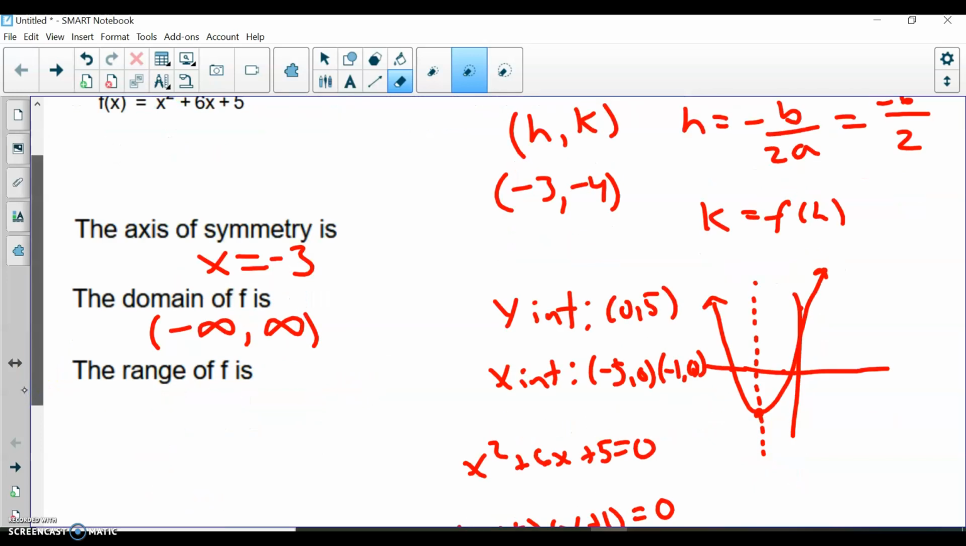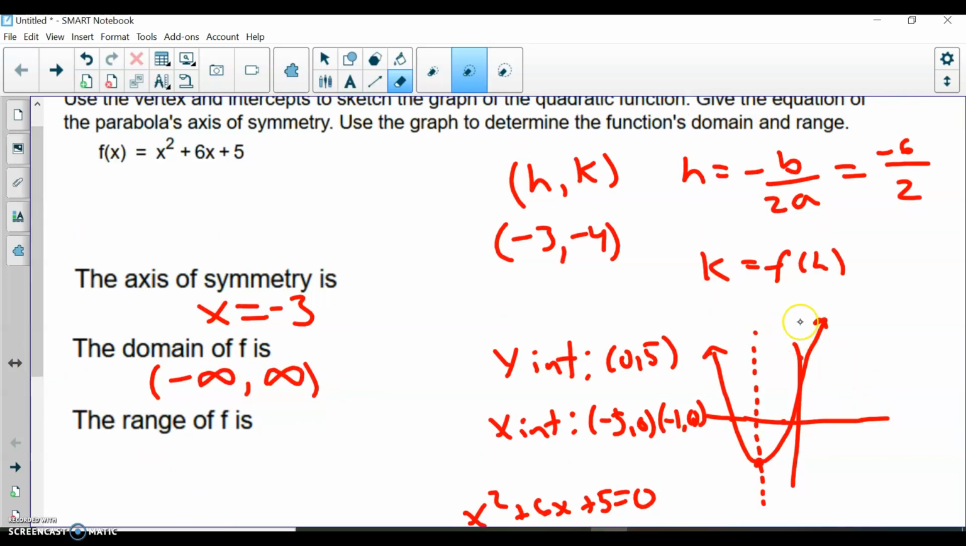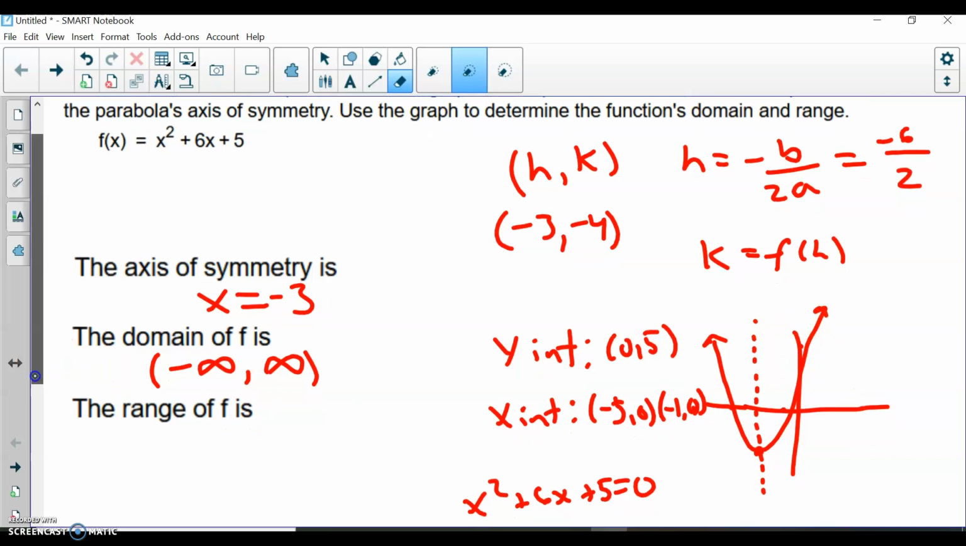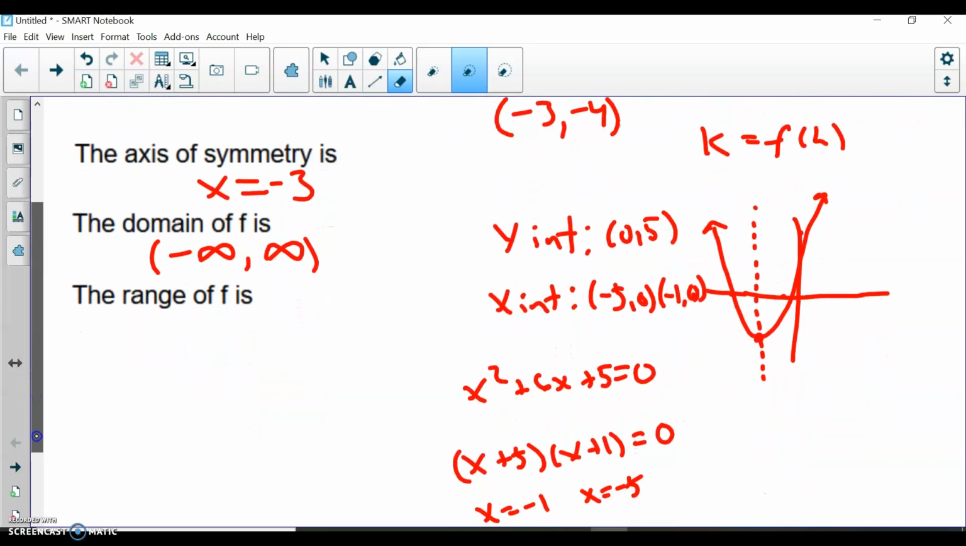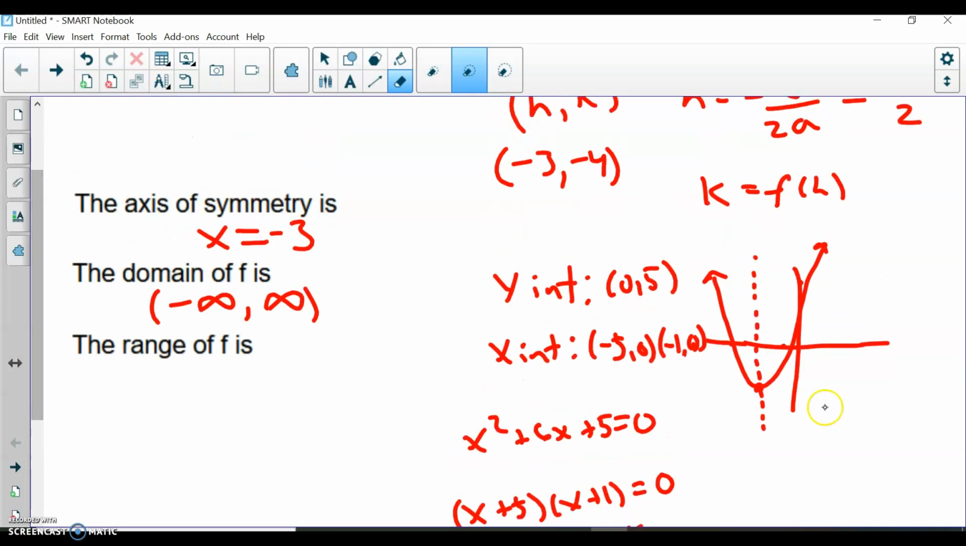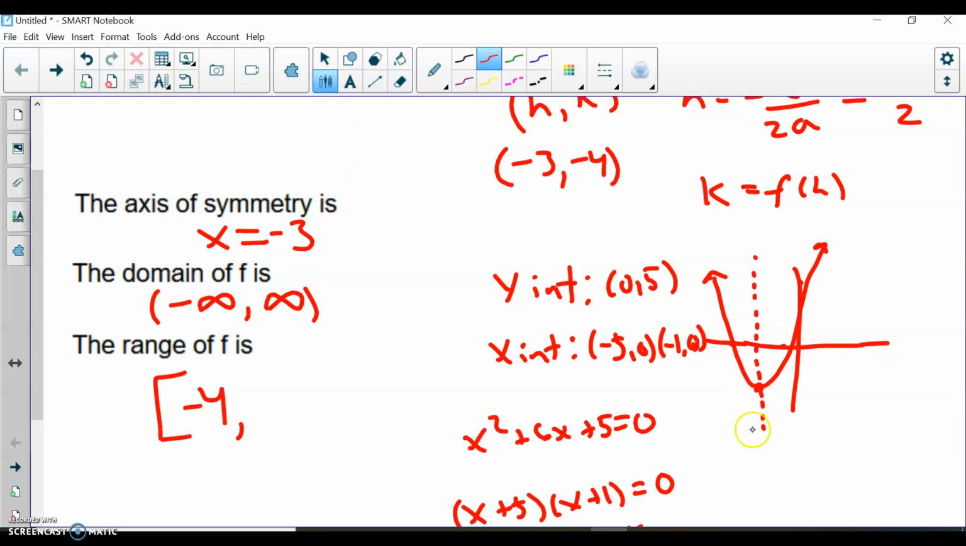Now the range is the output, which is the y-axis, the vertical component. This is what I was mentioning earlier. The range is restricted with parabolas, because in this case, there's a bottom point. The lowest point this function ever gets to in terms of y is that negative 4. It does get to negative 4, so you want to include the point negative 4, but it never goes below negative 4 in terms of a y value because it turns back up. So we want to go from negative 4 into infinity for the range.